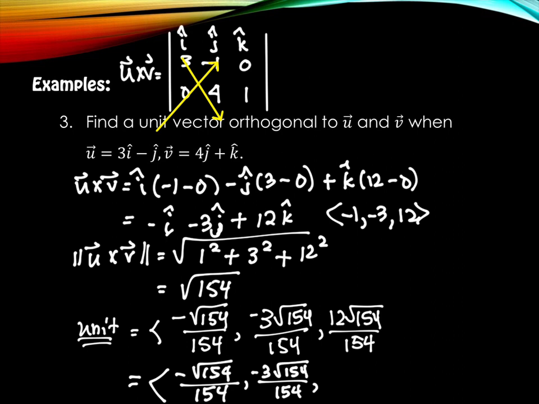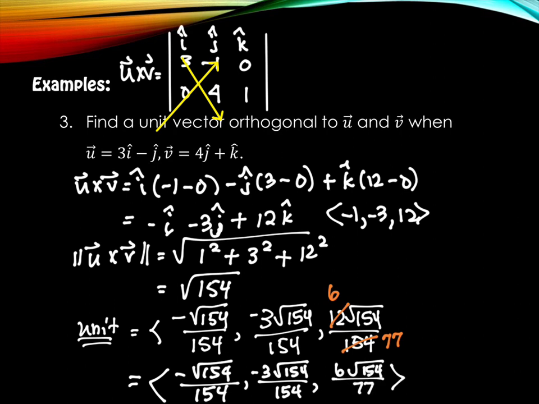12 and 154 both do simplify. They both divide by, do they divide by 4 or just by 2? Just by 2? Yes, they do just divide by 2. So this is 6 and, is it 77? Is that right? 154 divided by 2 is 77? True? Okay, good. So I have 6 square root 154 over 77.